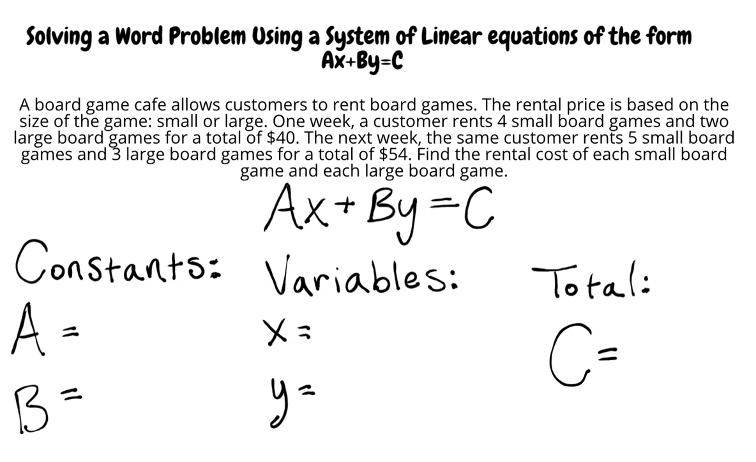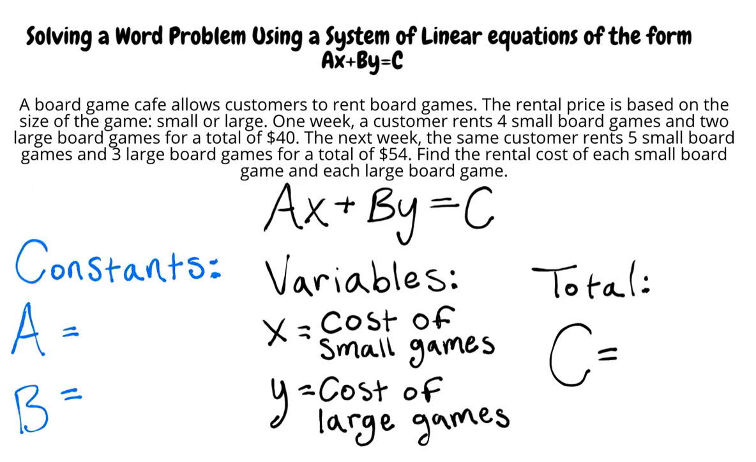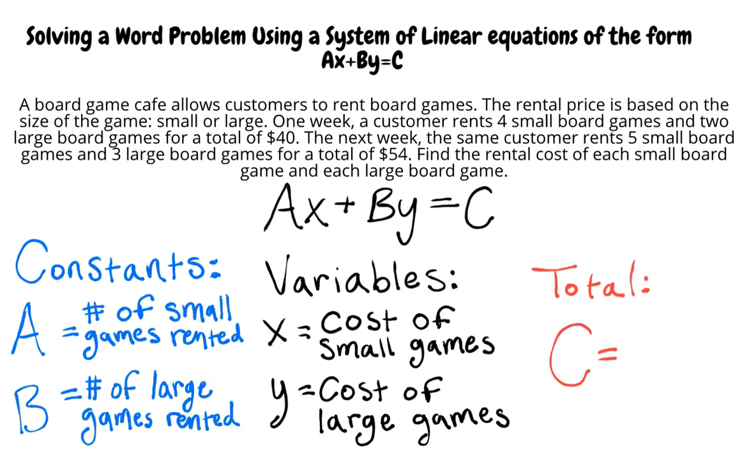Let's translate the word problem to mathematical equations using the general form Ax plus By equals C. Let x represent the cost of renting small board games, and y represent the cost of renting large board games. A and B will be constant coefficients. For this problem, A will be the number of small board games a customer rents in a given week, and B will be the number of large board games a customer rents in a given week. C will be the total cost for renting both small and large board games in a given week.